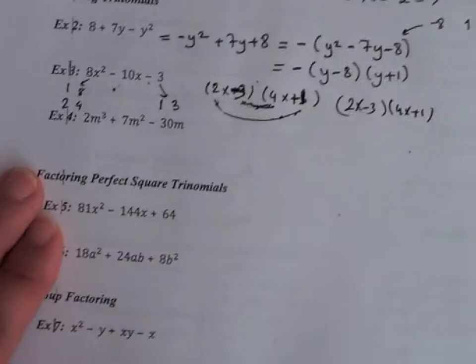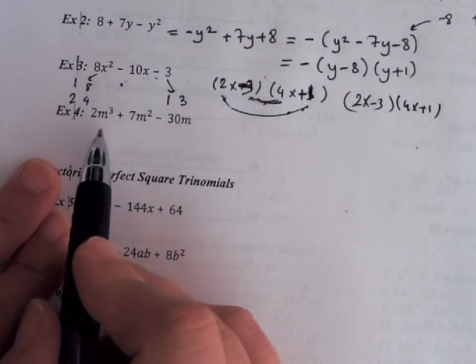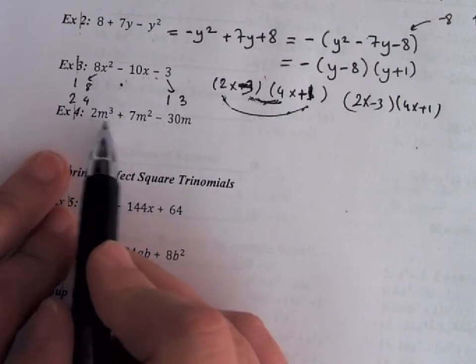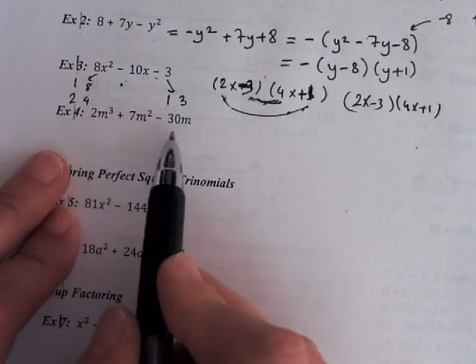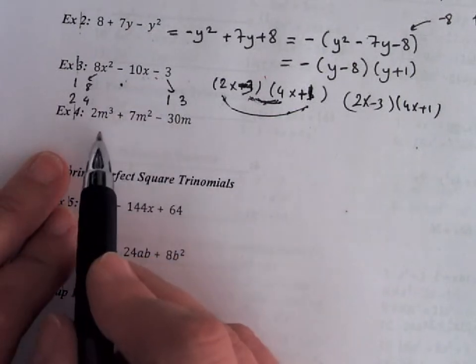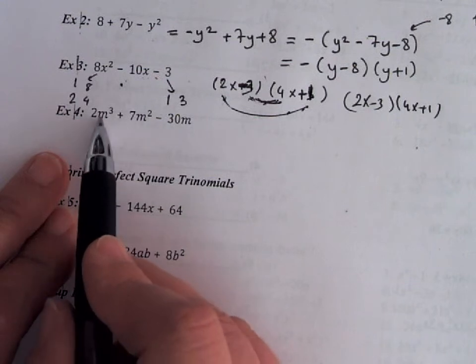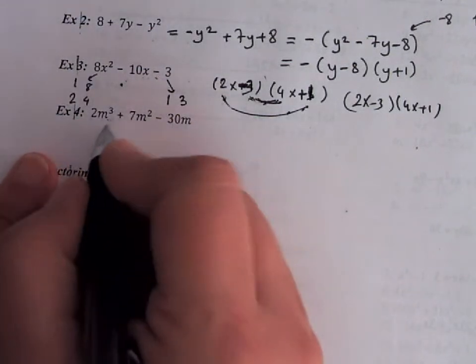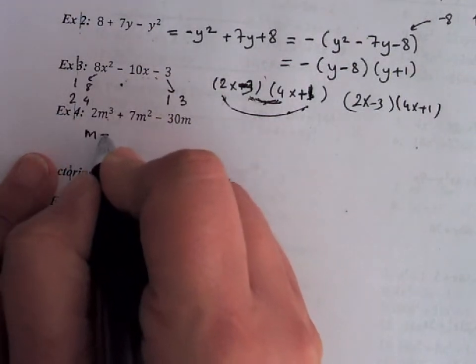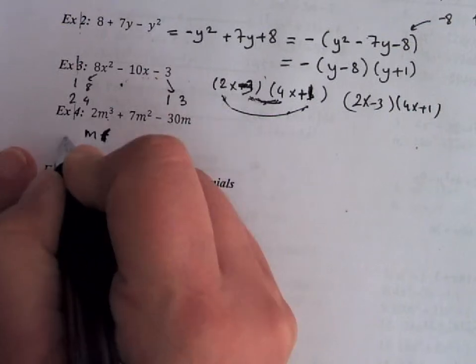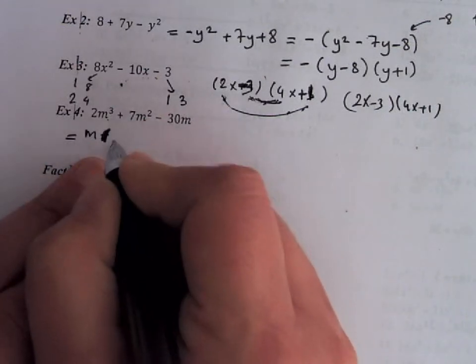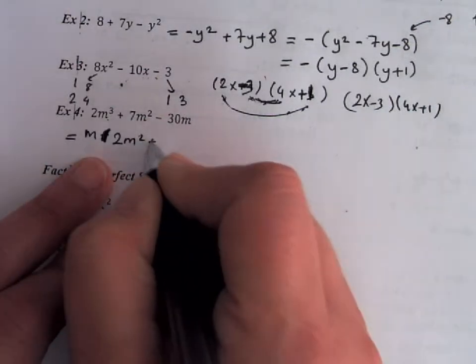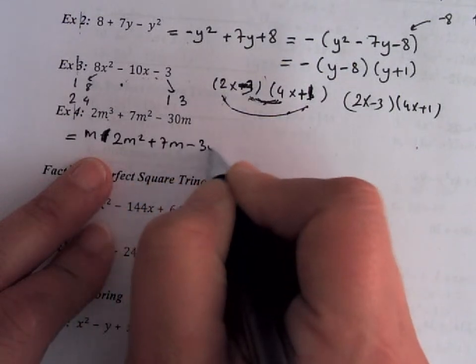Okay, let's look at the next one. Now we have 2m cubed plus 7m squared minus 30m. First look for a common factor. In this case, m is a common factor, so take that out first. Then we get 2m squared plus 7m minus 30.